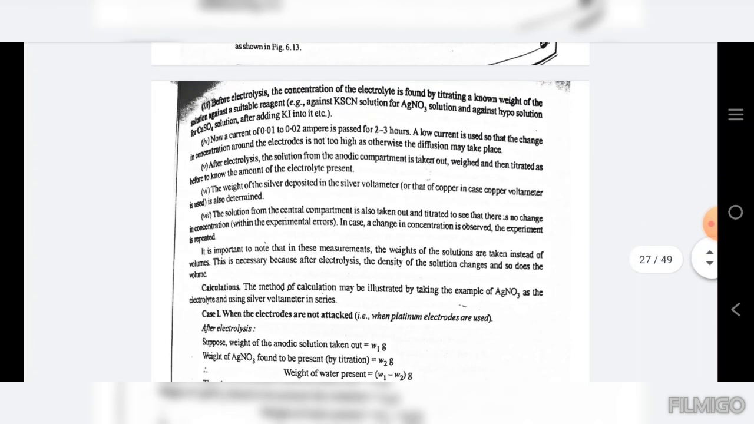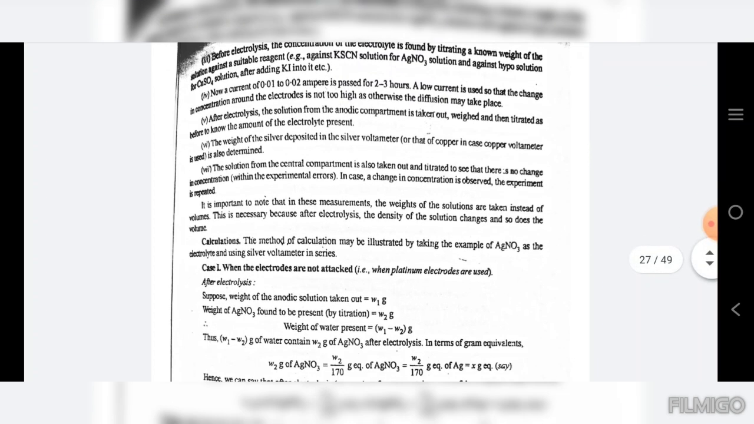Here is the procedure. The apparatus is filled with the solution of the electrolyte, the transport number of whose ions is to be determined. A silver or copper voltameter is placed in series with the apparatus and the various connections made as shown in figure 6.13. Before electrolysis, the concentration of the electrolyte is found by titrating a known weight of the solution against a suitable reagent: against KSCN solution for AgNO3 solution, and against hypo solution for CuSO4 solution after adding KI into it.